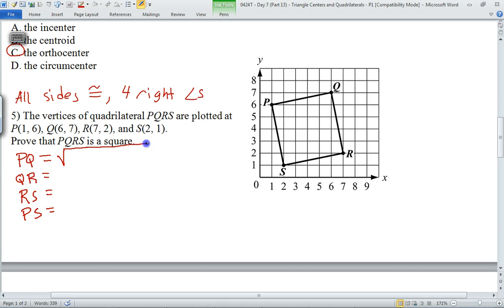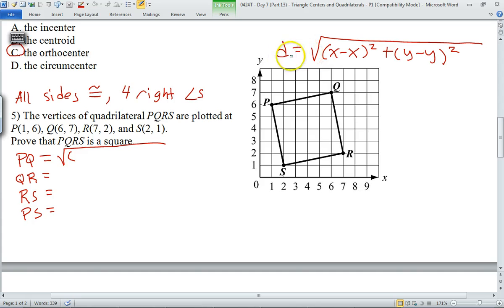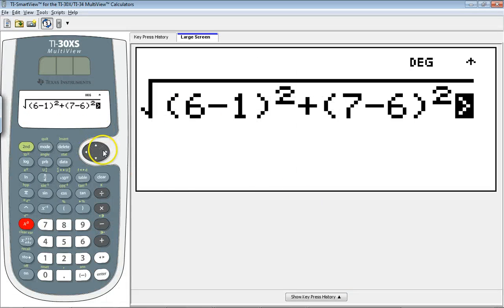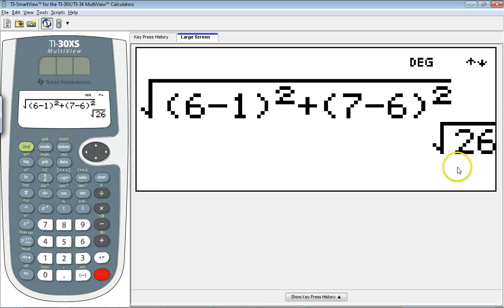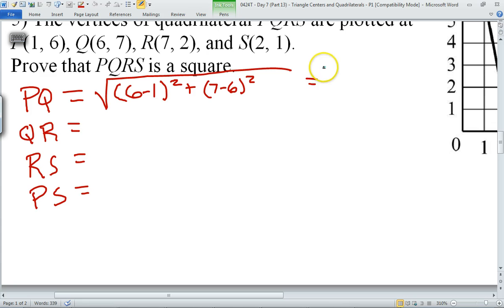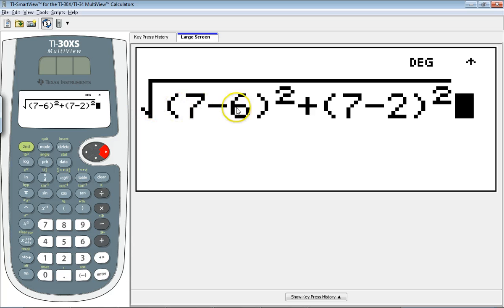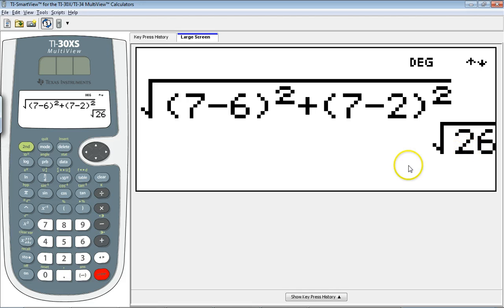Okay, so for example, remember, this is the distance formula right here. Okay, you should probably write that down to remind yourself. So you could just type this whole thing into your calculator all at once, which is kind of what I recommend. And then that gives you square root of 26. Okay, so that one was square root of 26. Okay, so the next one would be like this. You could just type all that in your calculator. Again, we get square root of 26.